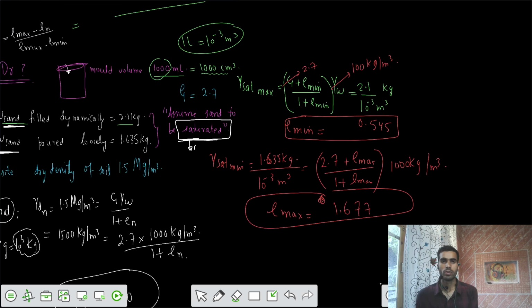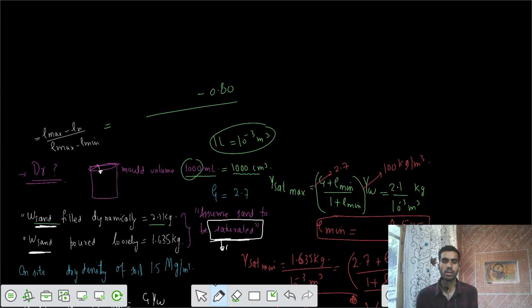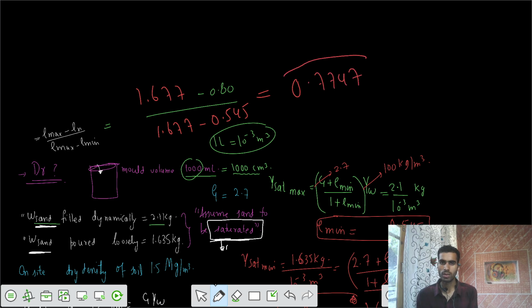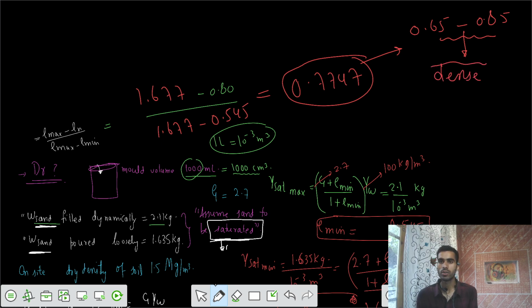Now let's substitute the values here. 1.677 minus e natural, which was 0.80, divided by 1.677 minus e minimum, which was 0.545. Your relative density is 0.7747, and this value is in the range 0.65 to 0.85. That means the soil is in the dense condition.